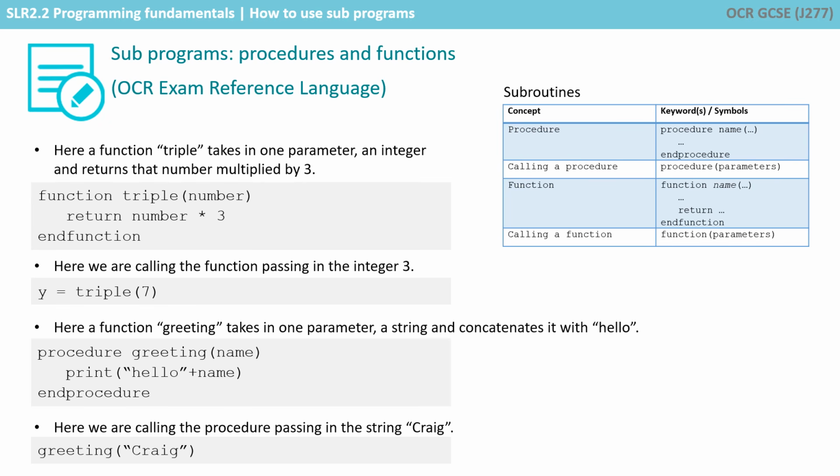And here we have a procedure. Now remember, procedures don't return values. They simply execute the code. We have the word procedure, followed by the name of the procedure, greeting, and then if it takes any parameters, they're listed. Well, it takes name. It then prints the string hello, concatenated with the value of name, and then we have the words end procedure. And here's an example of calling it. We use the name of the procedure, greeting, and we supply it with the parameter it expects, in this case the string Craig.